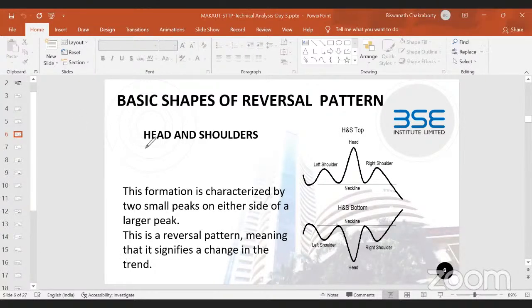Now, this is nothing but a head and shoulder. A very, very effective pattern that I'm often looking for. So I'm going to read the formation. The stock price goes up and falls. Again, it starts going up, breaches the previous high and falls again. From this point, it again went up, but was unable to cross the second peak and starts falling.